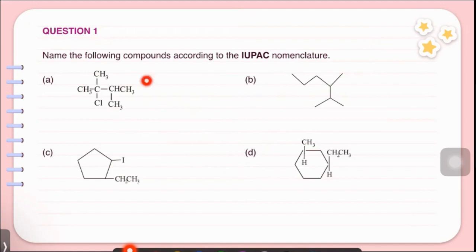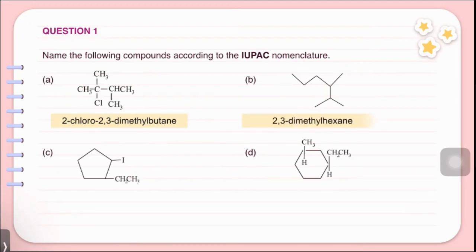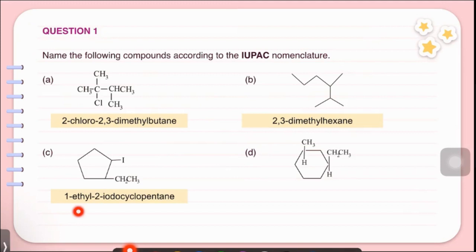So for the structure in question number 1A, the suggestion name is 2-chloro-2,3-dimethyl butane. Okay, and then for the structure in question number 1B, the suggestion name is 2,3-dimethyl hexene. For the structure in question number 1C, the suggestion name is 1-ethyl 2-iodocyclopentane.